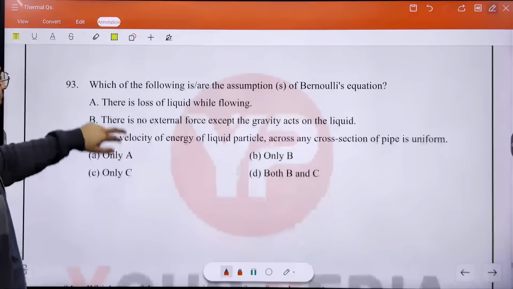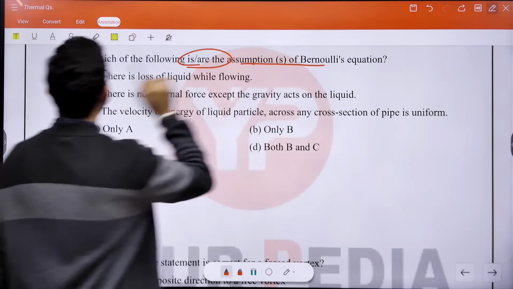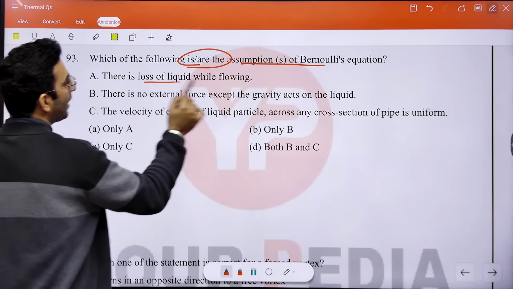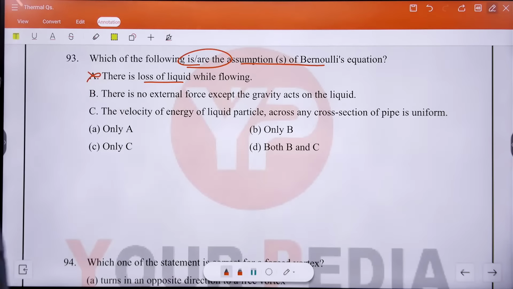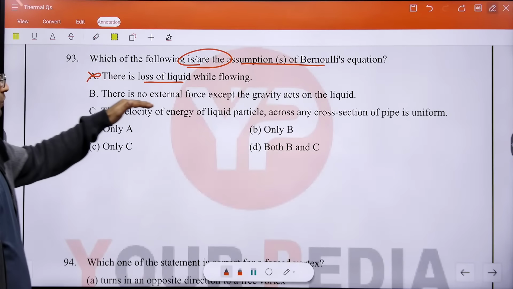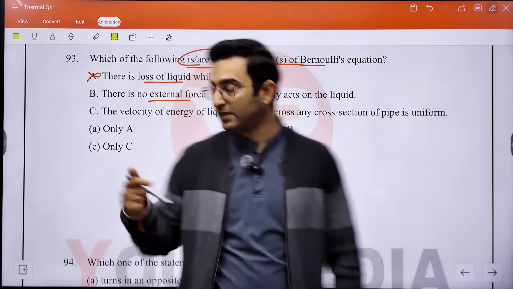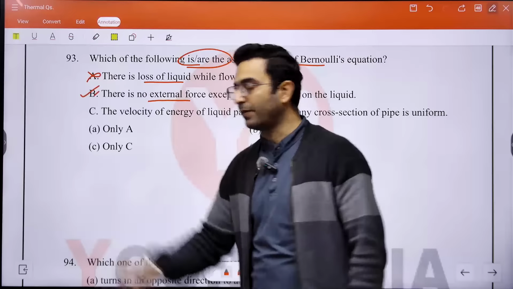Next, which of the following are the assumptions of the Bernoulli's equation? There is a loss of liquid while flowing. That is not an assumption here because we don't assume any viscous effect here. There is no external force except gravity acting on the liquid here. That is a correct statement.